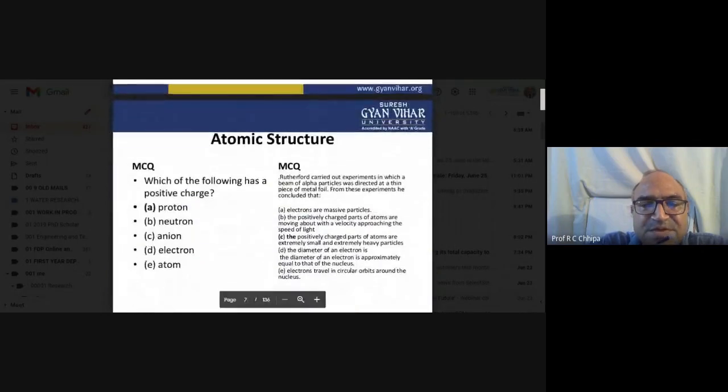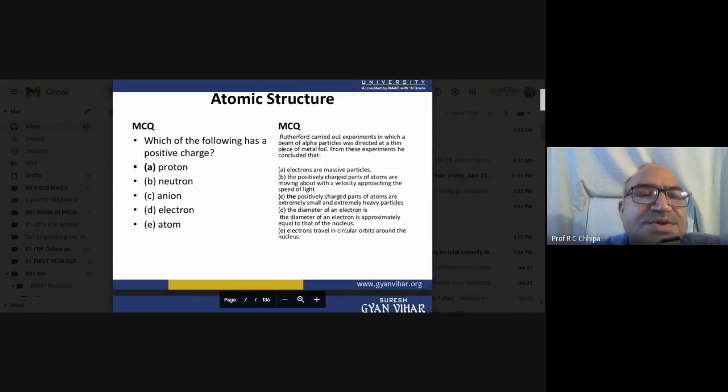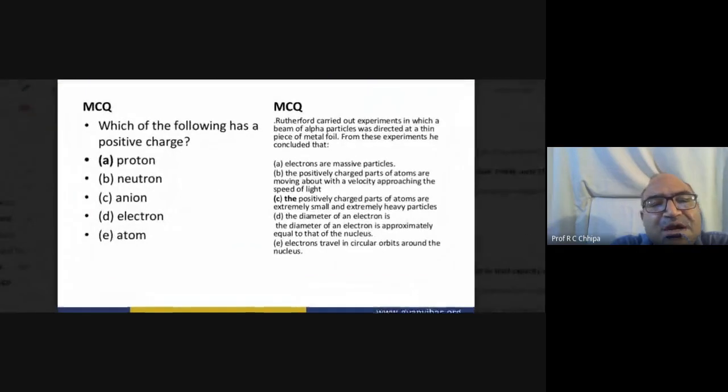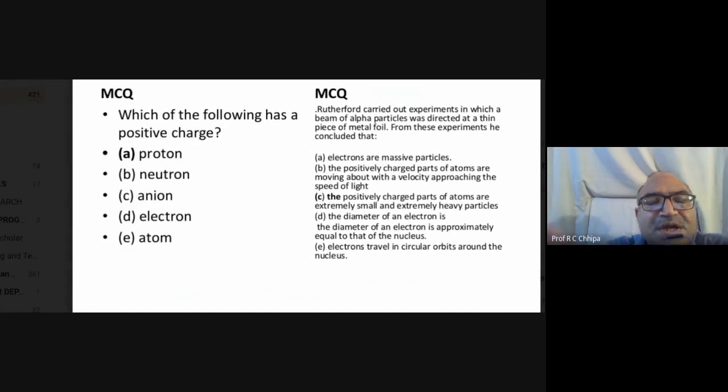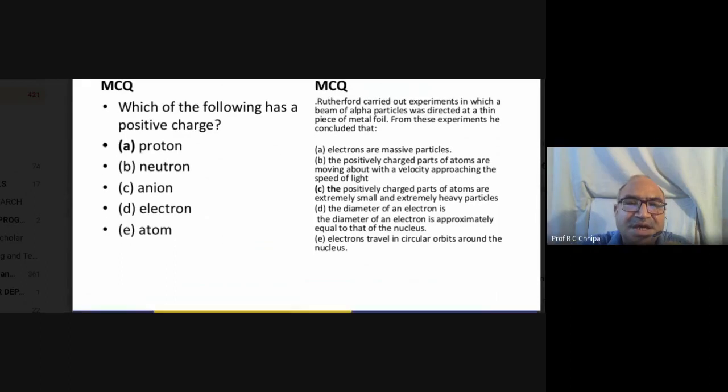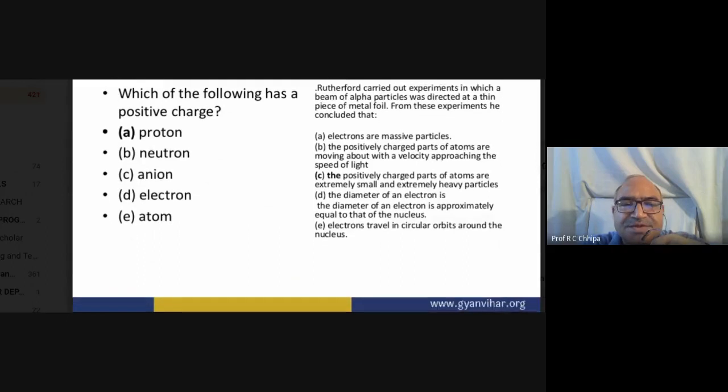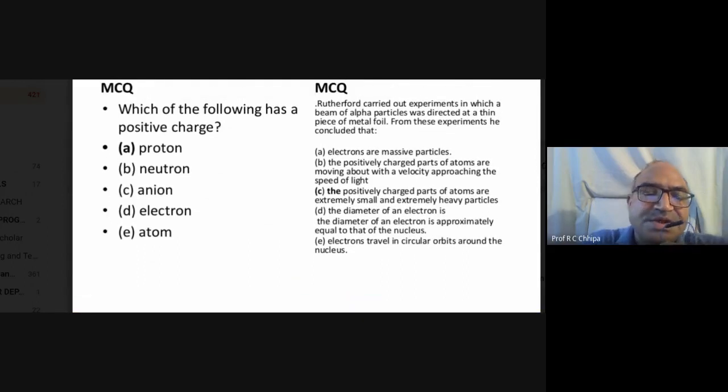Now, after this, we have some multiple choice questions. Which of the following has a positive charge? We have proton, neutron, anion, electron, atom. The proton has a positive charge, neutrons are neutral, anions have a negative charge, electrons have a negative charge, and atoms are neutral.